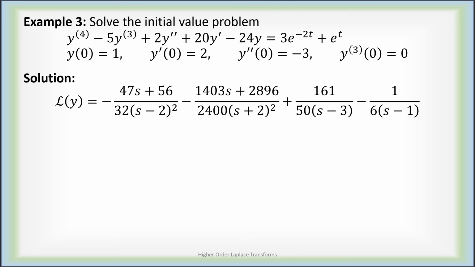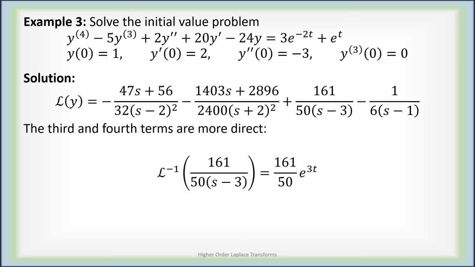So let's just remember we had found that the Laplace transform of y was given by these 4 terms, and we found an inverse Laplace transform of the first 2. Thankfully, the third and fourth terms are easier to deal with. Specifically, an inverse Laplace transform of 161 over 50 times s minus 3 is just 161 over 50 e to the 3t, and an inverse Laplace transform of 1 over 6 times s minus 1 is 1 over 6 times e to the t.